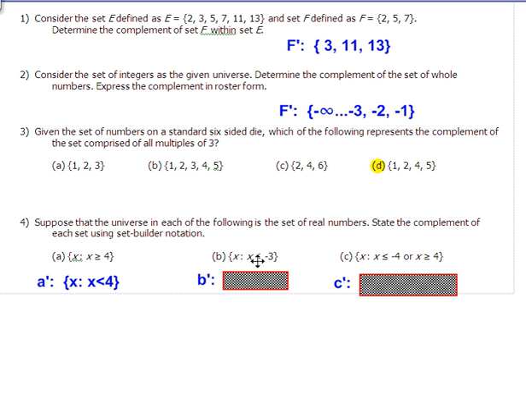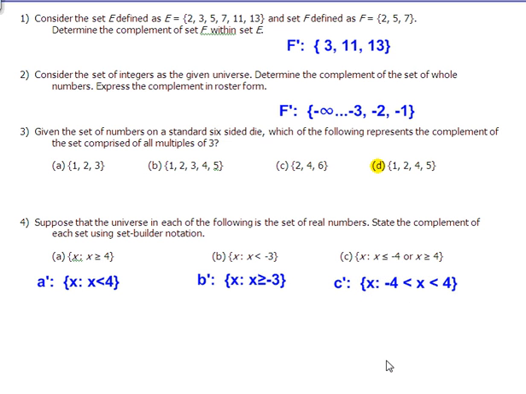B is the set of all reals less than -3. So the complement would be all reals greater than or equal to -3. And if you think about C, x is less than or equal to -4 or greater than or equal to 4, then my complement is going to be all of those numbers between -4 and 4, not including -4 or 4. We'll get to how we refer to that in a couple minutes.